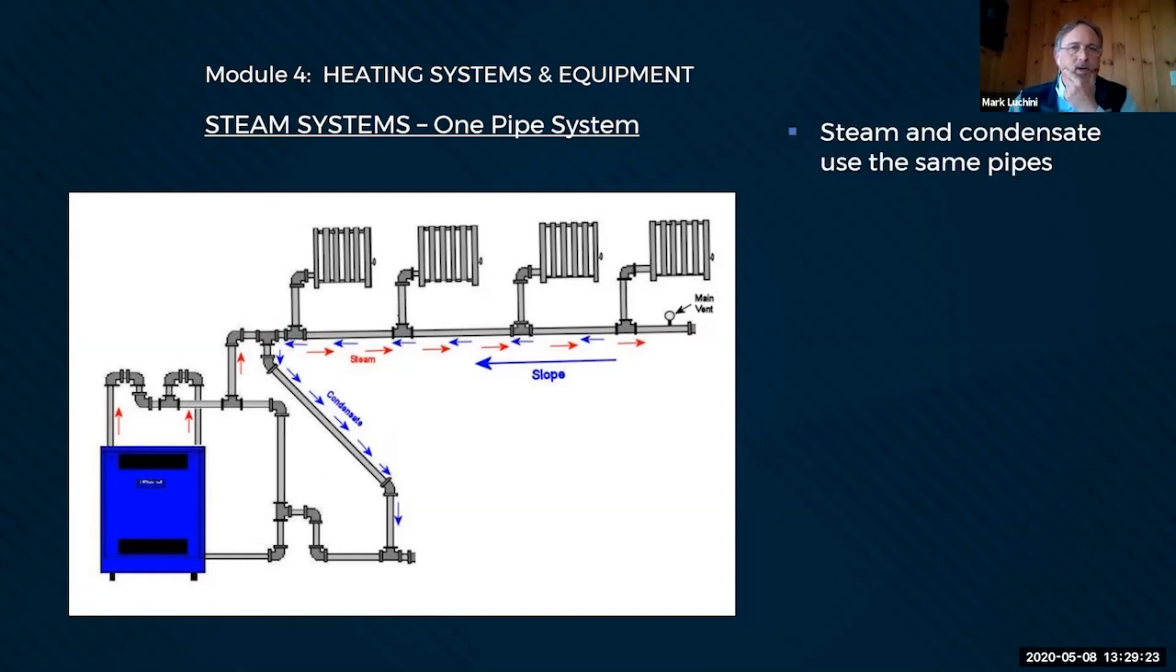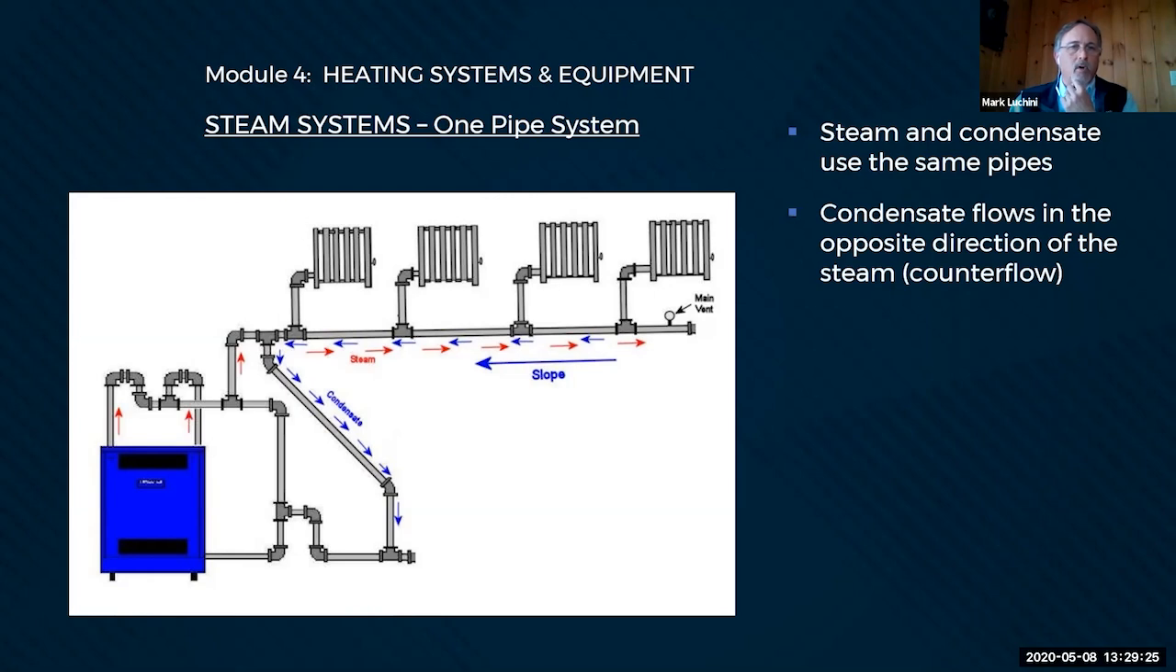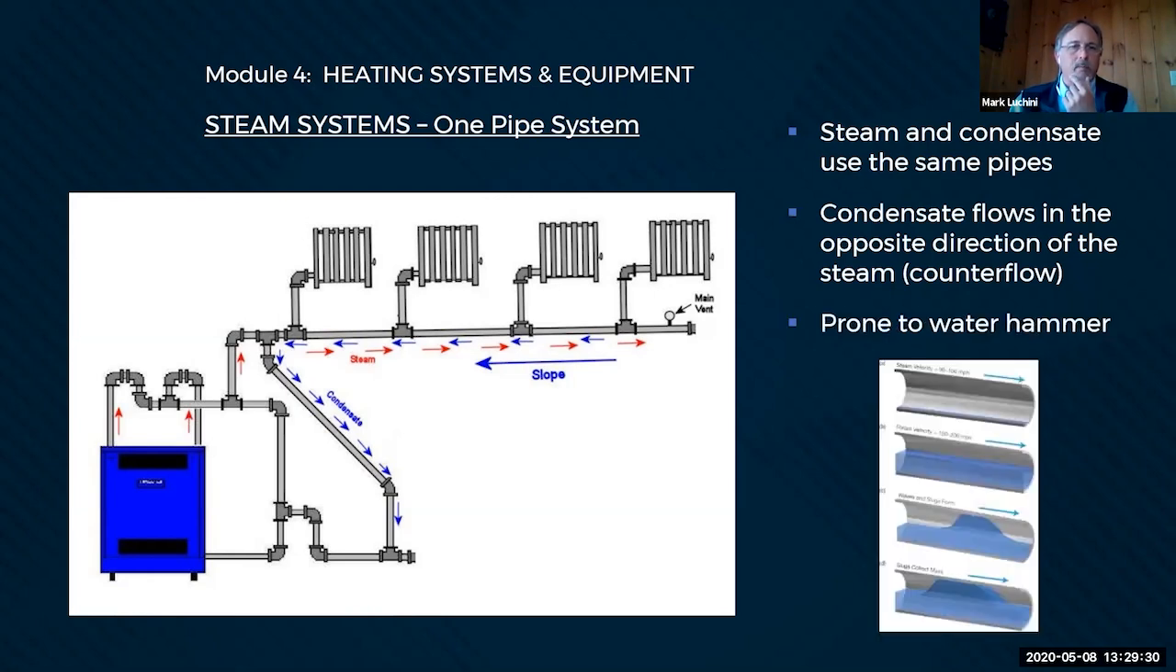So, like I said, they use the same pipes. We have counterflow on the condensate. That can potentially cause problems if you have a lot of condensate, especially when systems are really starting up and condensate is forming like nobody's business because the radiators haven't heated up yet. You can actually overwhelm the pipe with condensate, and you get a slug of water. It gets pushed back against the end of the pipe. So if you're ever in an old building and you hear the pipes clanking, that's water hammer, okay?